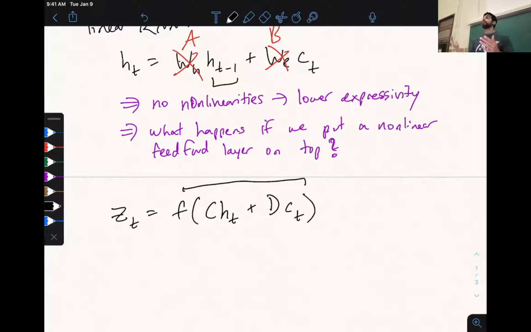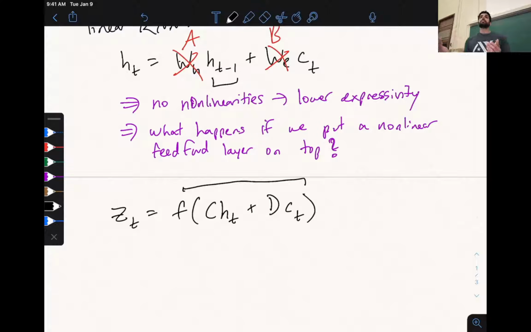There's just a feed-forward layer. It has no dependencies on the previous time step. And now maybe Z sub T is fed into the next layer of this model, which consists right now of a linear recurrent layer and a nonlinear feed-forward layer.